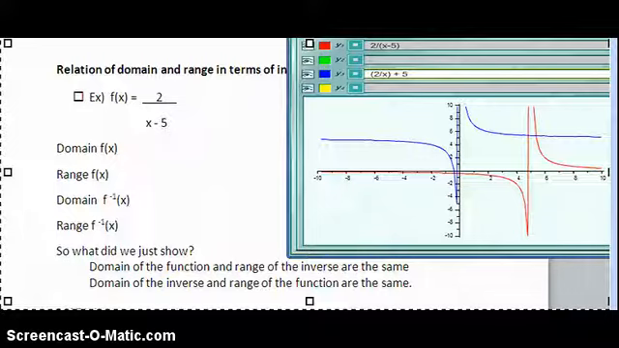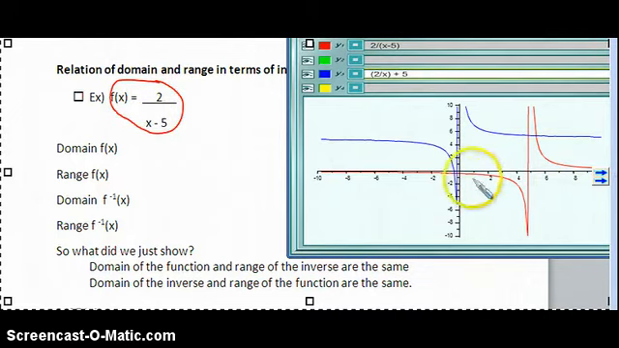Okay, for our next example, I want to talk a little bit about the relationship between the domain and range of a function, and then the relationship that it has with the domain and range of the inverse of the function. So what I've done so far is I've got two different graphs up here. Let's just right now focus on the red graph, and the red graph is the original function. So I plugged in y equals 2 over x minus 5, and I get this. So what is the domain of this function?